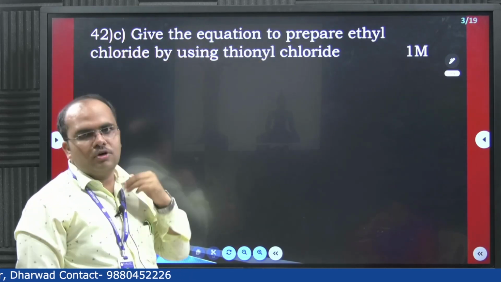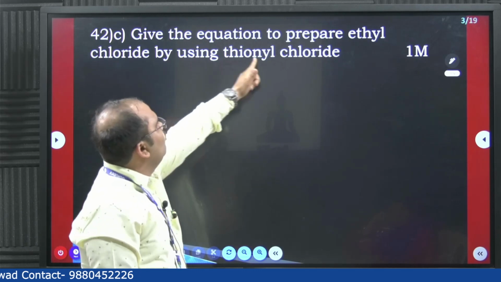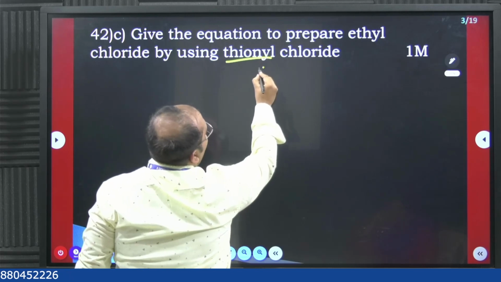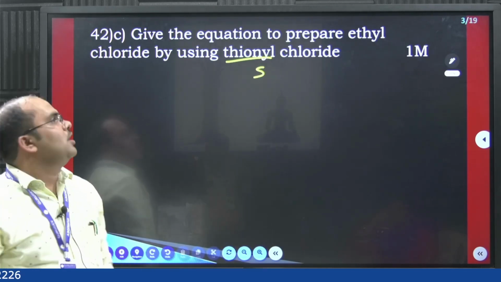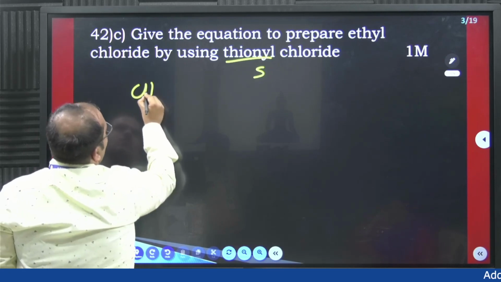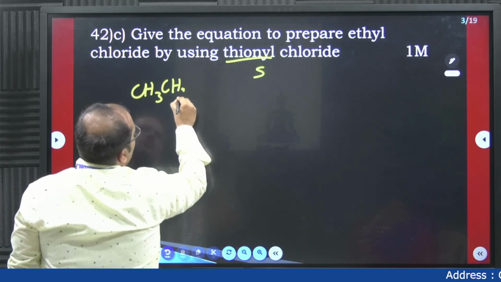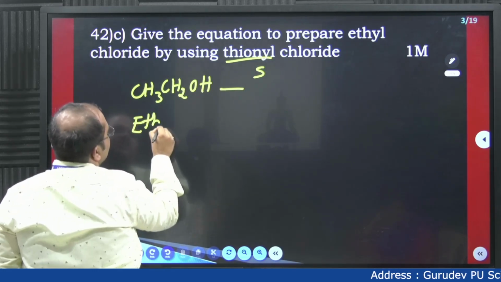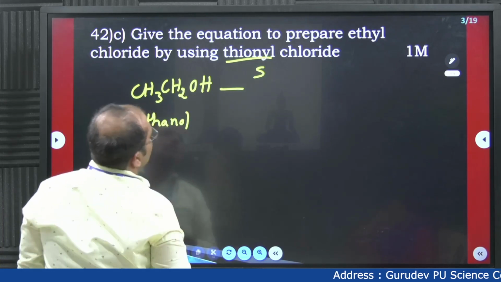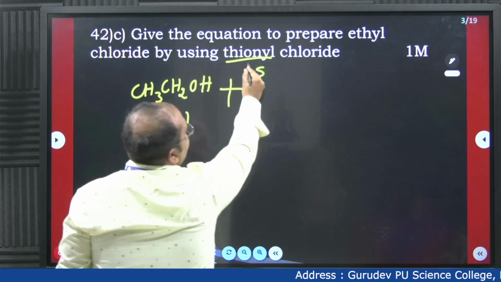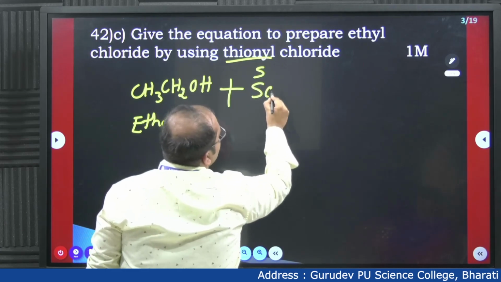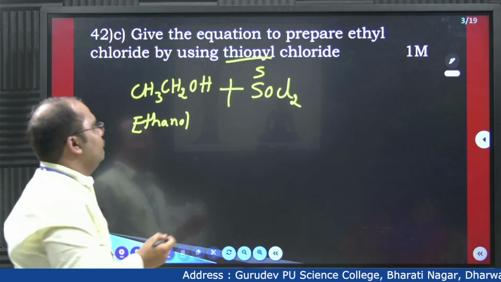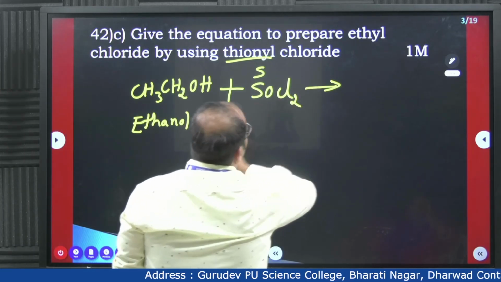Preparation of ethyl chloride. So our target is to prepare ethyl chloride. What are we going to use? Thionyl chloride. Thio means it should contain sulfur. Simply we take ethanol. For this you have to add thionyl chloride, that is SOCl2. So by the addition of this, what is the product going to form?